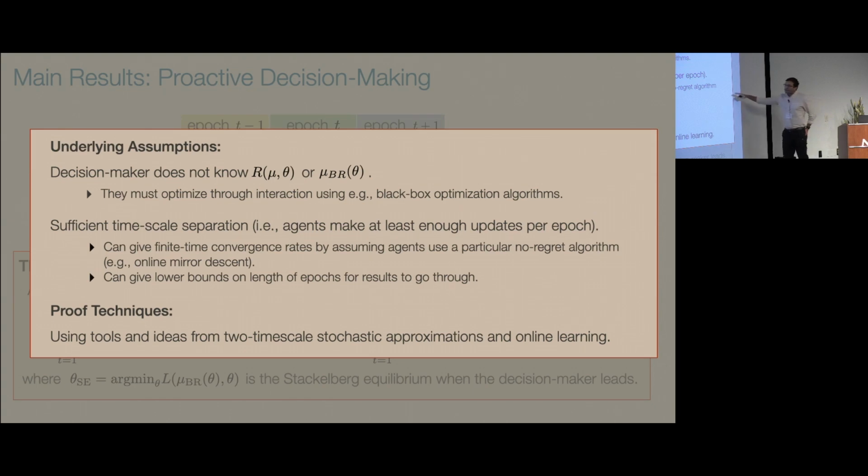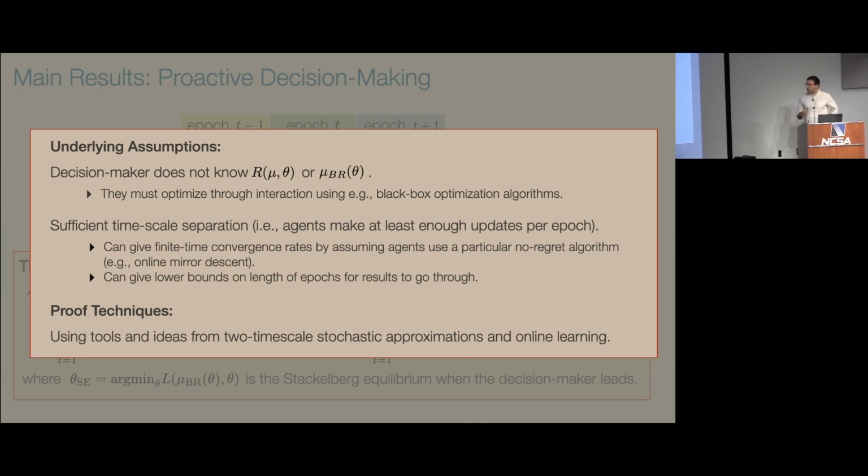And we can turn all of these results into finite time convergence rates by assuming the agents are using particular no-regret learning algorithms like online mirror descent or something like that. And we can even give lower bounds on the length of the epochs needed for these results to go through. And the proof techniques and ideas are all coming from dynamical systems theory, like two-timescale stochastic approximation.